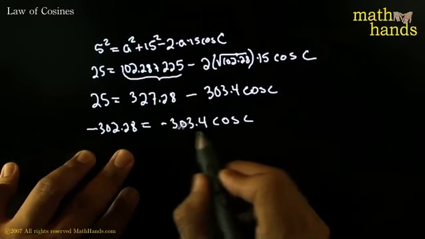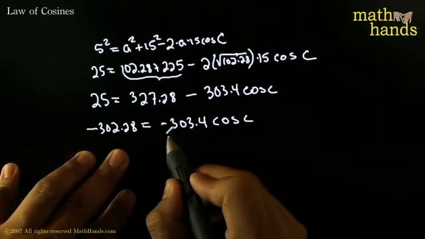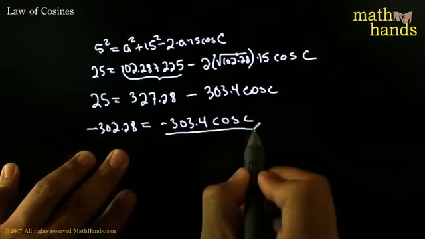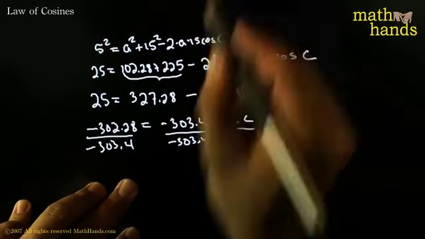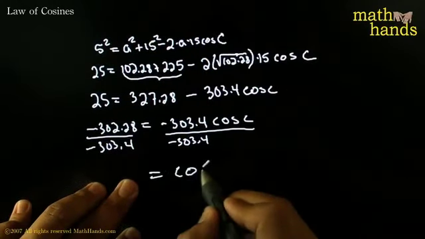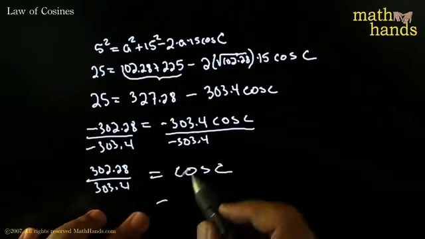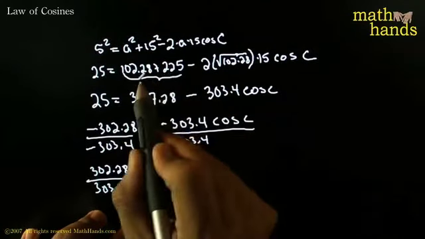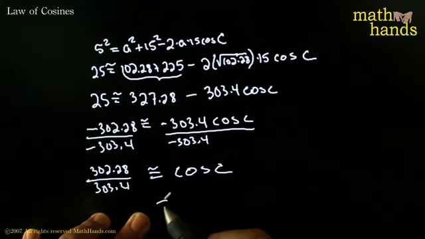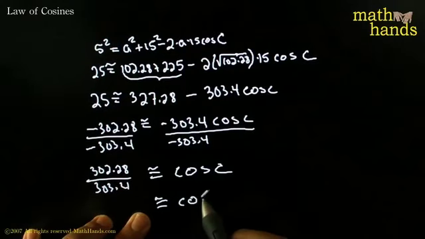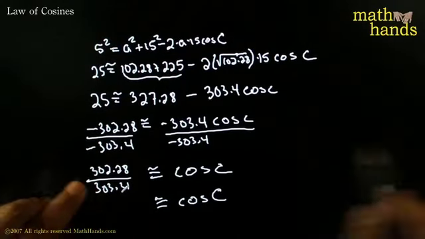And then we want to divide both sides by negative 303.4, the left side by negative 303.4 and that side by negative 303.4, and that will give us cosine C is equal to 302.28 over 303.4. By the way, all these are approximations, because once I approximated this stuff, it wasn't really equal, even though sometimes I forget to mention it. These are all approximations.